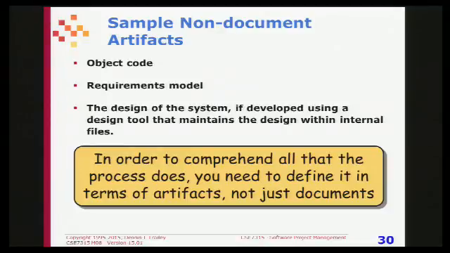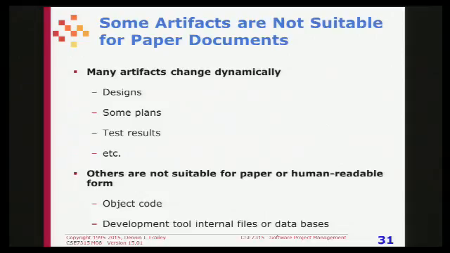It's better to think of your process as producing artifacts rather than to think of it as producing documents, because some things may not be suitable for documents. Many of the artifacts that you produce are constantly changing, and others just don't make sense to put in a document. On the other hand, some things make sense to put in a document because they force you to document them, and it forces you to think about them.